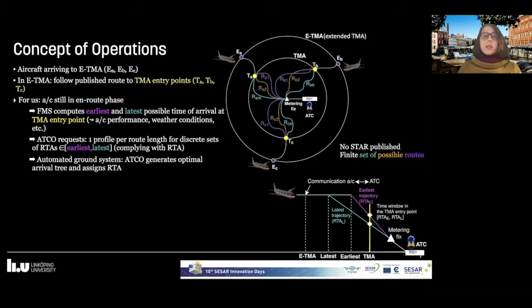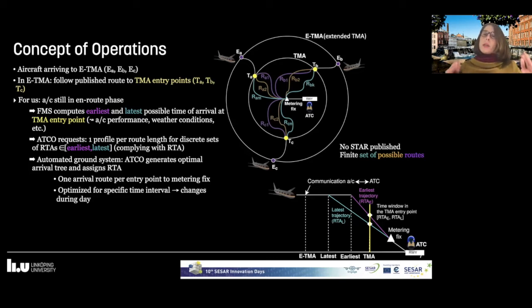When the controller receives them, the automated ground system will compute an optimal arrival tree and assign RTAs. So we have one arrival route per entry point to the metering fix. All aircraft follow the same route from that. And it's optimized for a specific time interval, so it will change during the day. It also means that we assign a new type of descent. So what we want is that when the aircraft arrive at the TMA entry point, they know the RTA and they know the arrival tree.